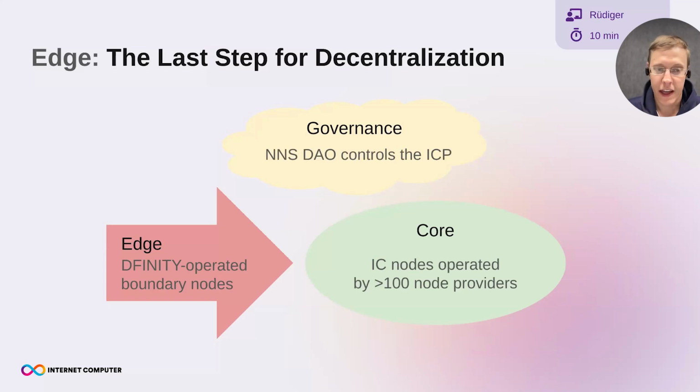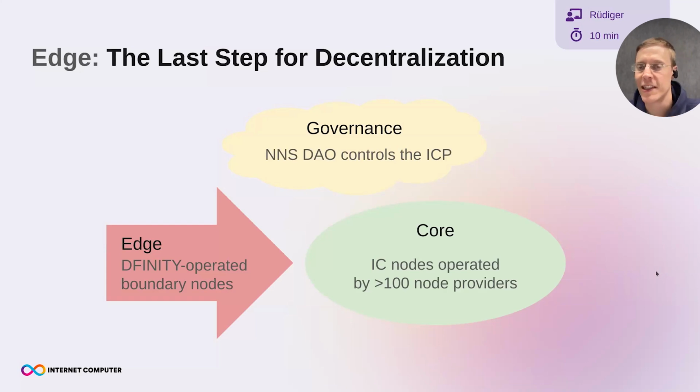Now, core and governance have been decentralized from the beginning. We have IC nodes that are operated by more than 100 node providers. We have the network nervous system, a DAO that controls the IC. But the edge, however, has not been decentralized. Up until now, the boundary nodes, so the nodes that provide end users access to the IC, have been operated by the DFINITY Foundation, and they have not been under control of the NNS. Addressing this shortcoming has been the main goal of the Solenoid Milestone and the new edge architecture.